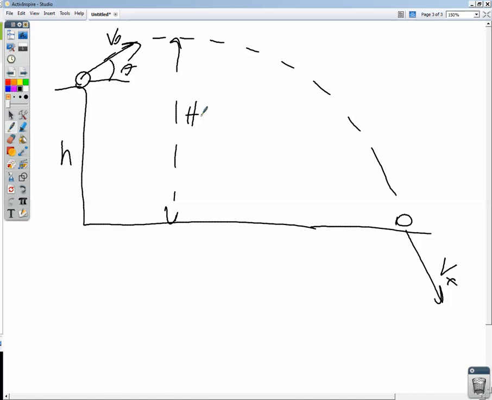Now, if we ignore air resistance, which we did in all of these, then we know that E naught is equal to E final. The energy at any one moment of this projectile's path is equal to the total energy at any other moment. All right? And so we can find the final velocity of the ball using conservation of energy. First, and most importantly, we need to define our 0 point for gravitational potential.